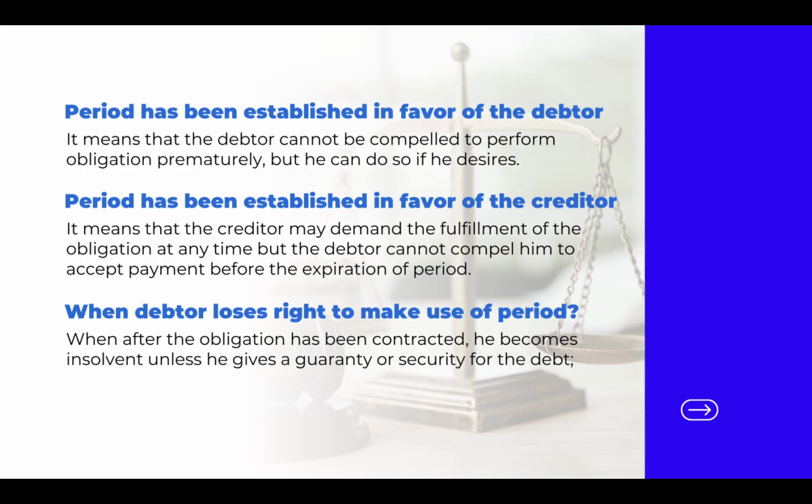Simple naman yon. Self-explanatory. When the debtor loses right to make use of the period, when after the obligation has been contracted, he becomes insolvent unless he gives guarantee or security for the debt. Okay? Sabi niya, napag-usapan nyo, meron kayong time kung kailan magbabayad, pero ito yung mga imposible na kasi insolvent ka na. Okay? Sige, extend mo pa, okay lang. Basta magbigay ka sa akin ng guarantee or security sa debt.